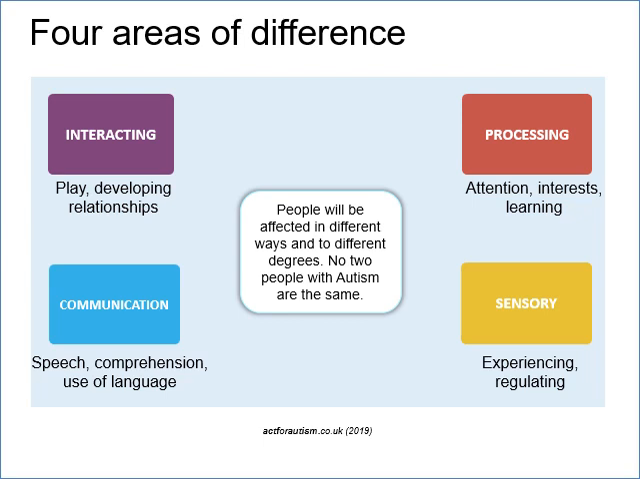Historically, the triad of impairment, social interaction, social communication, and social imagination, has been used to describe the main areas of difficulty for people with autism. However, the triad does not fully explore sensory difficulties, which are a fundamental area when attempting to understand autism. We feel this model, the four areas of difference, gives a clearer illustration of autism. The areas can intermingle or cross over into each other. As talked about previously, a person with autism may have difficulties to a greater or lesser degree in all these areas.